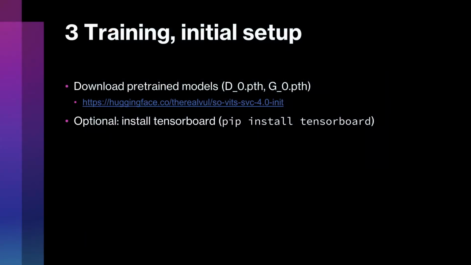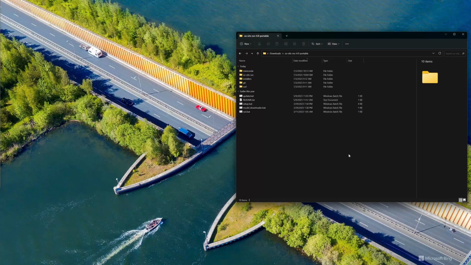Optionally, if you already have a base Python installation on your computer, you can use pip to install TensorBoard if you don't have it already, which can help us monitor the progress of training. Now, this next part is required if you installed so-vits-svc through the setup batch script. If you set up Conda yourself, you already know how to activate your Conda environment. What we're going to do here is use the command prompt to activate the Conda environment that was set up during our so-vits-svc install.